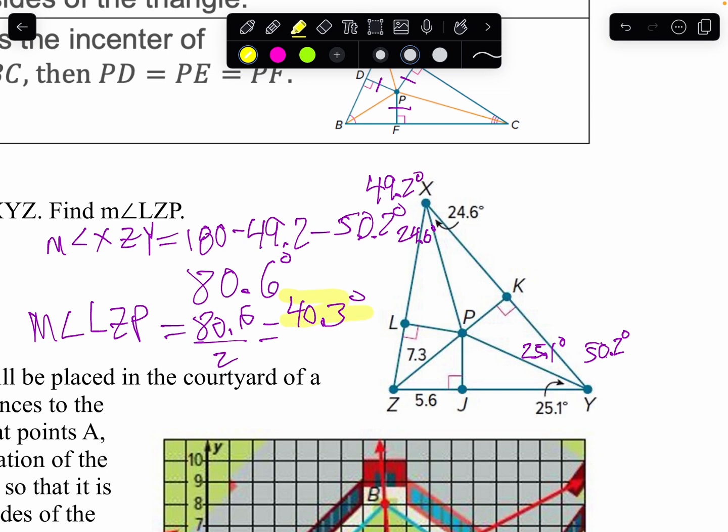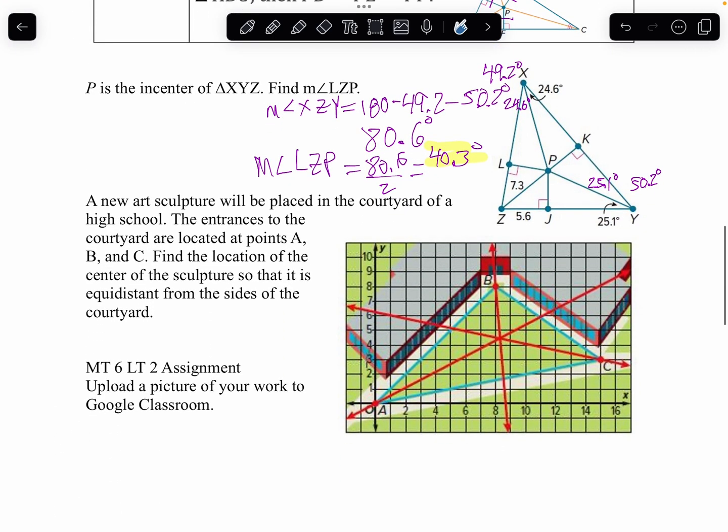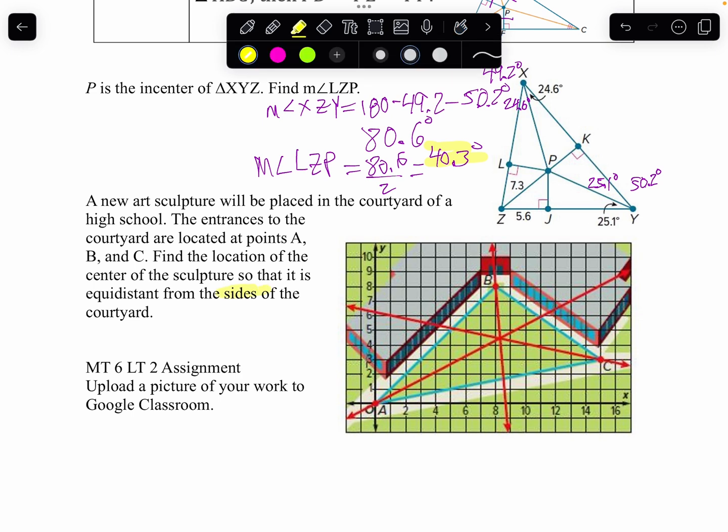Now let's take a look at the next problem, which we didn't have to do too much work for, because we're only doing one thing, but it's more of a design problem that we talked about. So we've got this new art sculpture. It's going to be placed in the courtyard of a high school. The entrances to the courtyard are located at A, B, and C. I want to find the location of the center of the sculpture so it's equidistant from the sides, hint, hint, hint, the sides of the courtyard.